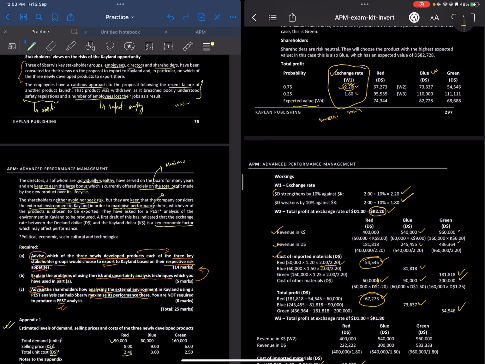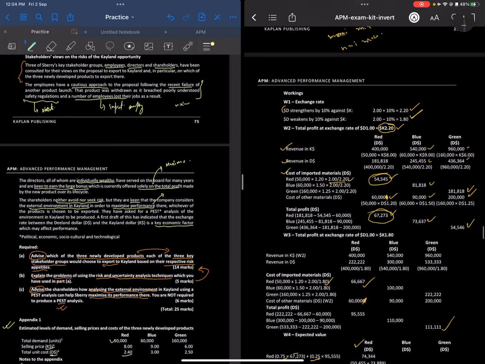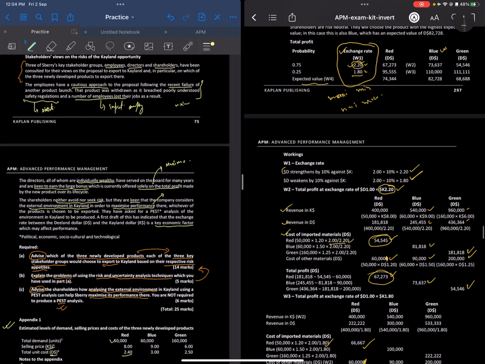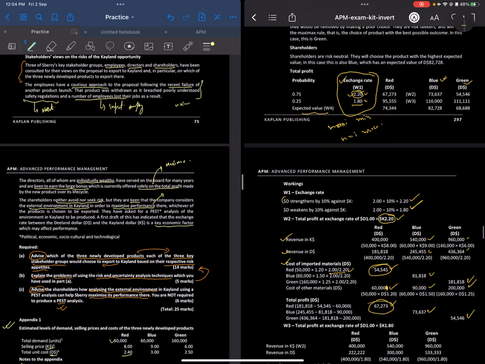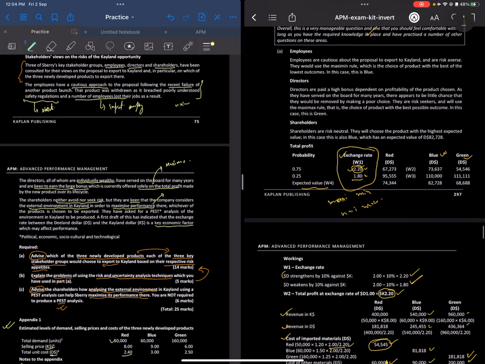And for the director, it's maximax, right? So for 1.8, they will always assume that the exchange rate will weaken. That means they'll be getting more revenue, so they will go with green. And you see right over here, the maximin rule, the best of the lowest outcomes, so they'll go with blue.